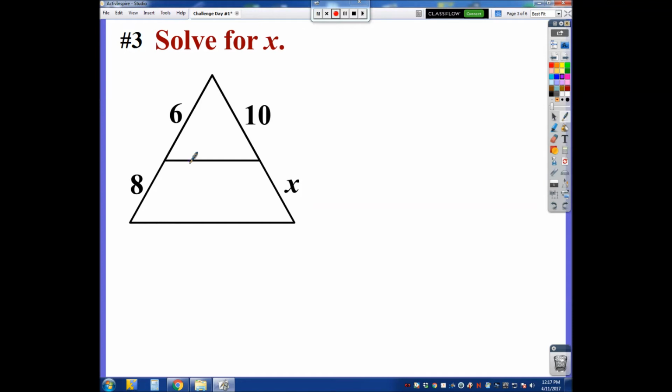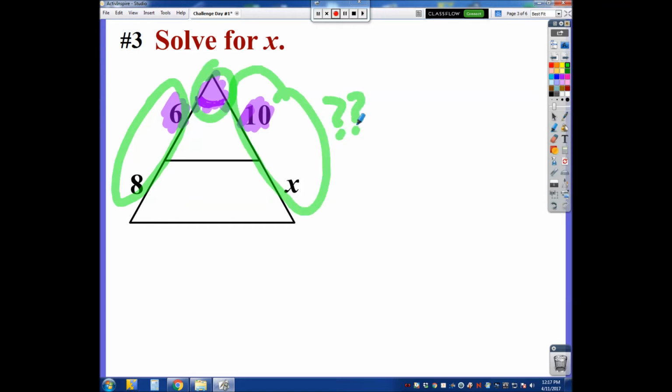I don't know if these bottom sides are parallel, so I don't know if these corresponding angles are congruent. I mean, I do have a reflexive angle up here. And then immediately people start thinking, oh, look, there's side, angle, side in the small triangle. And if you look at the big triangle, there's this 14 with that angle. But then the issue comes with this right side over here.